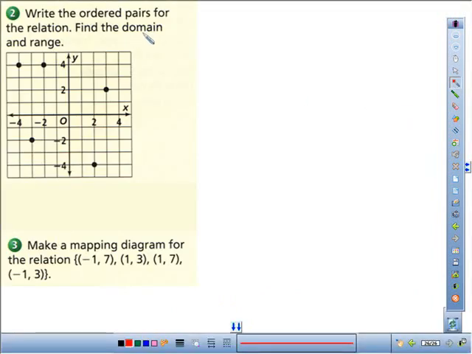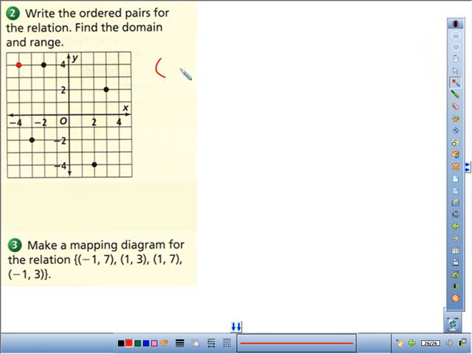So write the ordered pairs for the relation. Find the domain and range. So during your homework, you're going to have a few problems where they're going to give you a graph. Basically, to write the ordered pairs, you're just finding the ordered pairs for these points. Right? So for example, right here, let's find this first ordered pair.